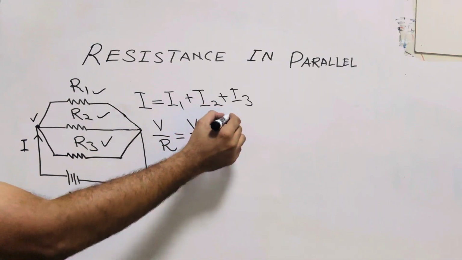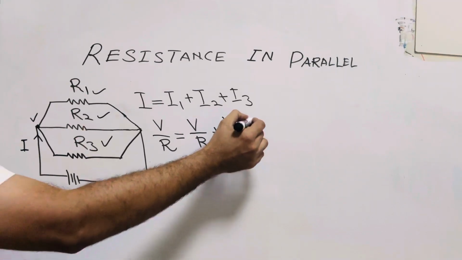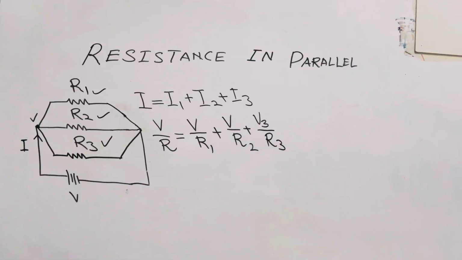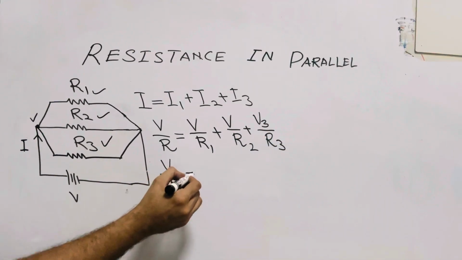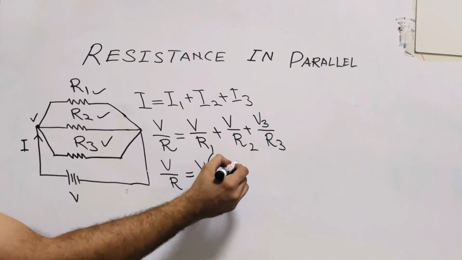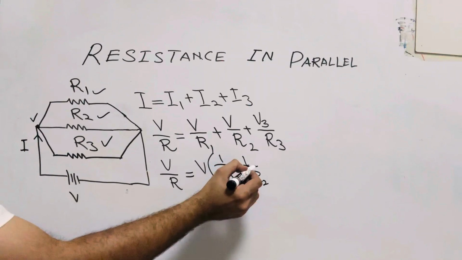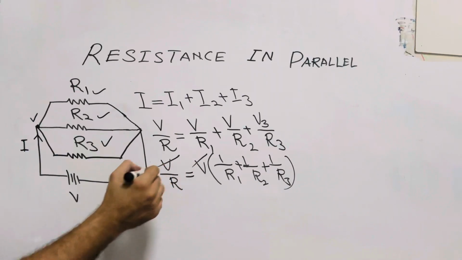For I2, V would be the same, and the resistor value would be different, as R2. And I3 would be V upon R3. So taking V as common, we are getting V in brackets 1 upon R1 plus 1 upon R2 plus 1 upon R3. So V would be cancelled.